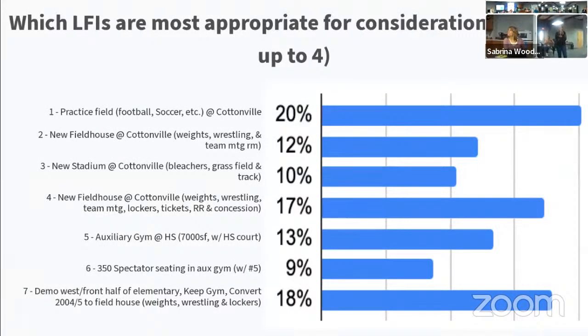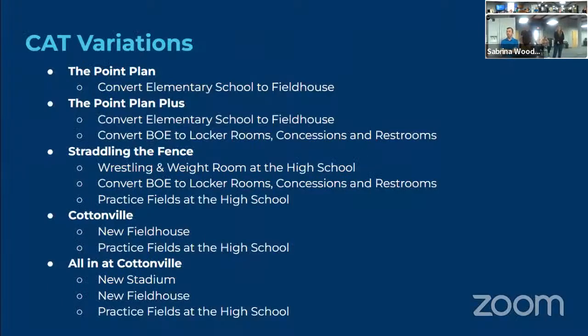So this is where we came to the conclusion of, what should we focus on right now? During this stage of our CAP meetings, what's the most important? We landed on our most discussed and voted on, which was the practice field at Cottonville. And then we also discussed the demo of the front half of the elementary, keeping the gym and then converting it to the field house, including the weights, wrestling rooms, and locker rooms. And then we discussed some variations of what our plans could look like.